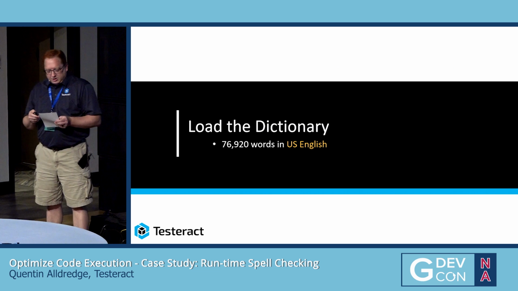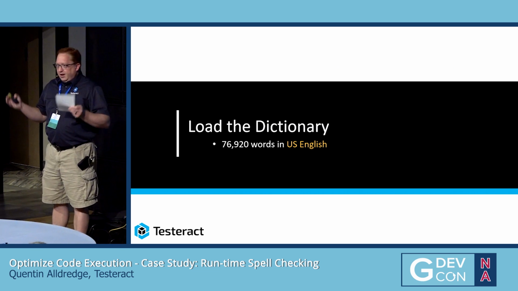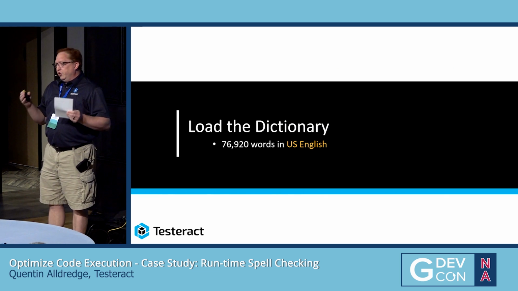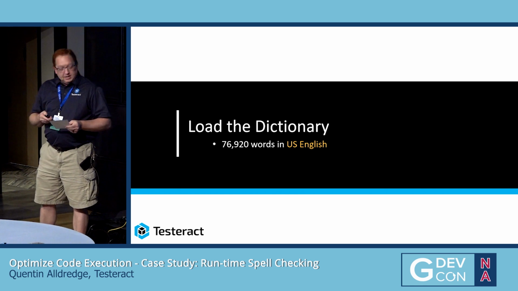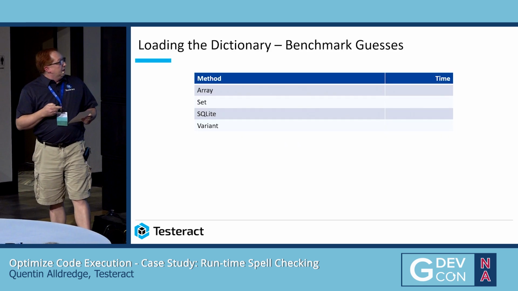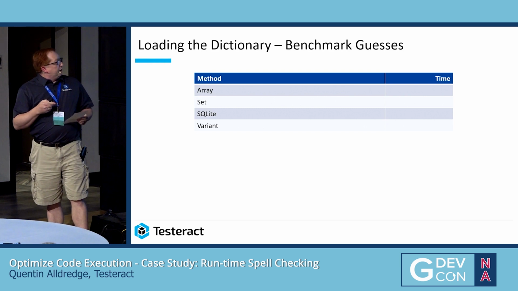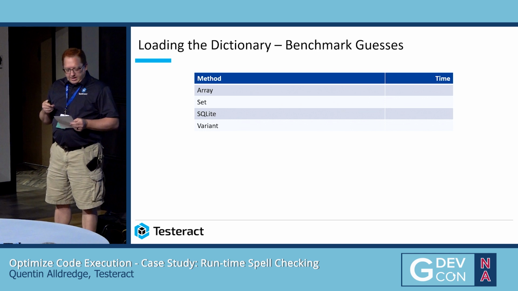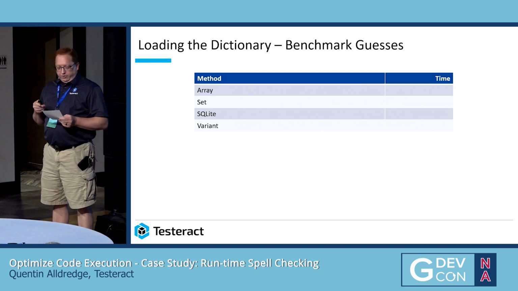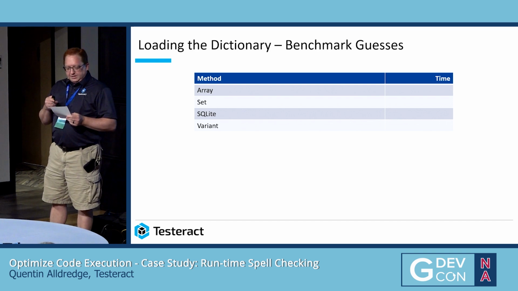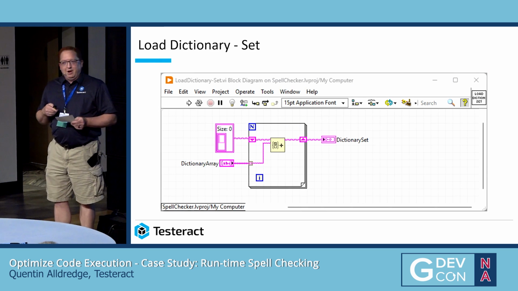Next one, loading the dictionary. So the idea behind this one is now you have your dictionary kind of split up. You're going to load it into whatever mechanism you're going to use to look up the words later. And so I have 4 options: array, set, SQLite, and variant. And actually, I'm going to give you a hint. There's a little bit of a trick to this question, because I'm only going to show you the set and the variant in code here, so keep that in mind.